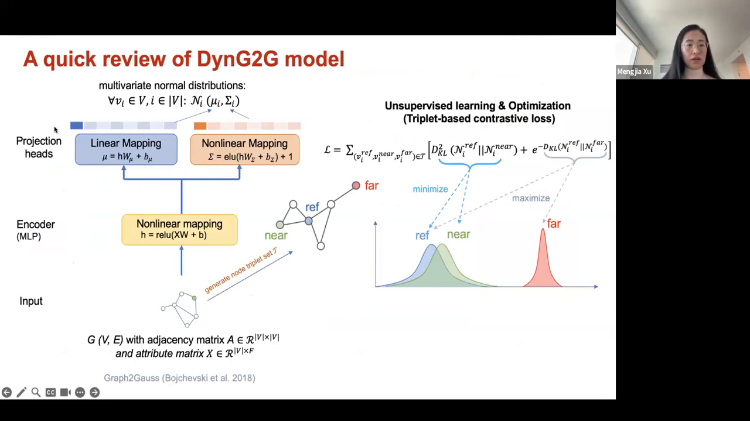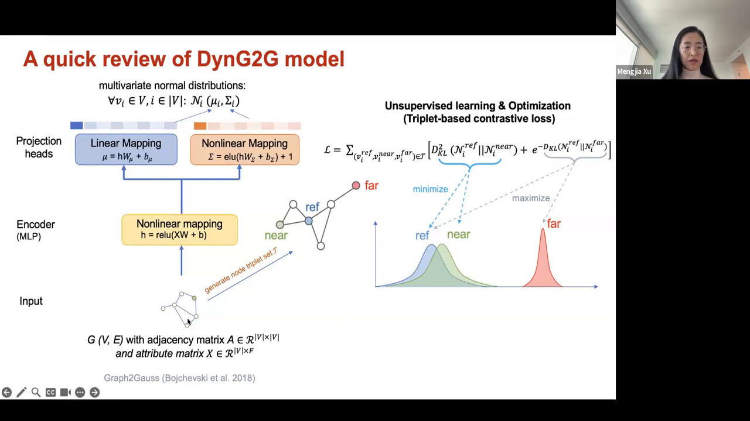So this is basically the main framework or workflow of this approach. This is for the static case. Before introducing the dynamic graph embedding, I want to first introduce in detail the static graph embedding, how to embed each graph node into a Gaussian distribution, a multivariate Gaussian distribution.